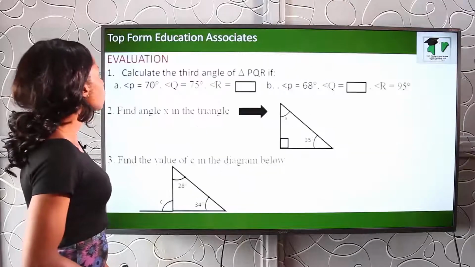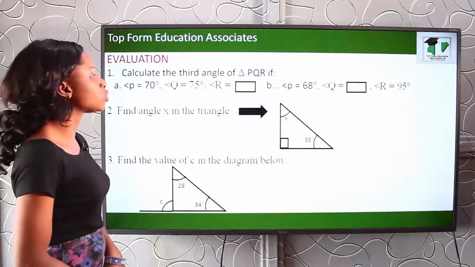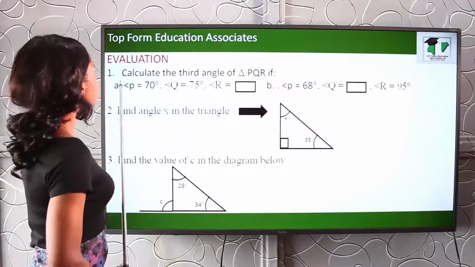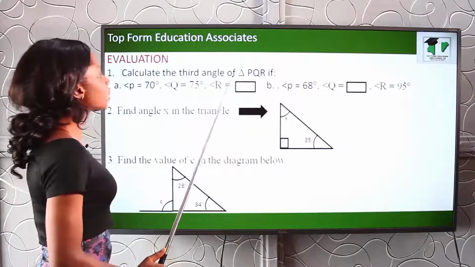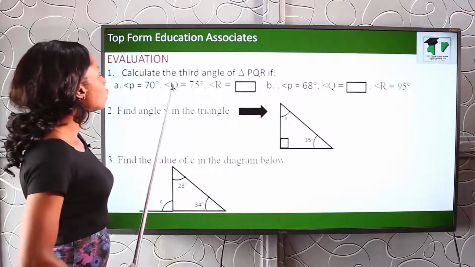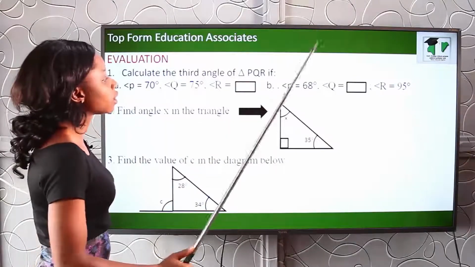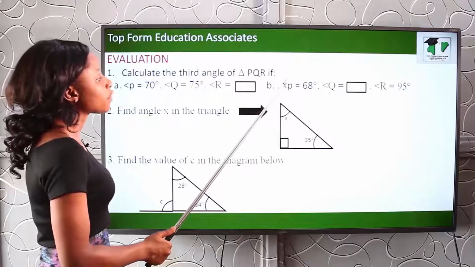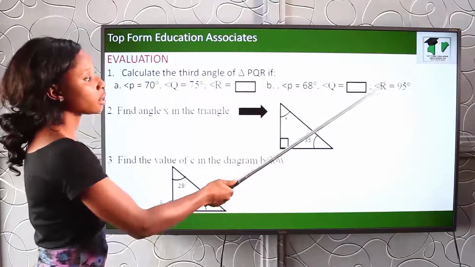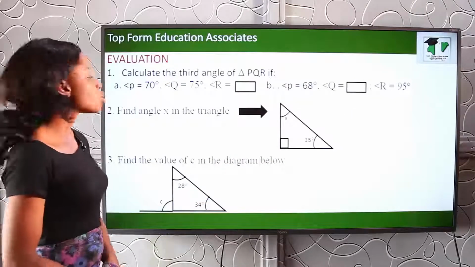Now, we're going to take some evaluations to see if you've understood all that we've learned today about angles in a triangle. Number 1, calculate the third angle if angle PQR is P equals 70 degrees, Q equals 75 degrees. So in this place, we're looking for angle R. And B, if angle P is 68 degrees, angle Q is not known, and R is 95 degrees. So here in B, we're looking for angle Q.